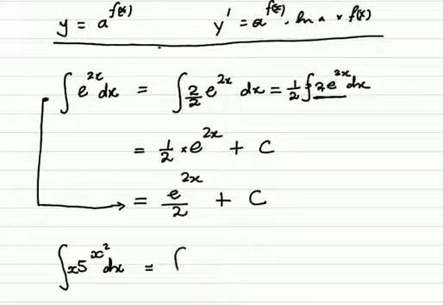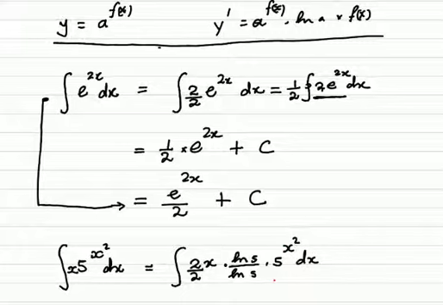So we write the integral. We get our 2x there over 2, and we can also have our ln 5 there over ln 5, multiplied by 5 to the power x squared dx. I hope you see that there's nothing wrong with what we've done here. The equality holds because 2 over 2 is 1, and ln of 5 over ln of 5 is also 1. So we've transformed the integral in an equivalent way, so to speak.